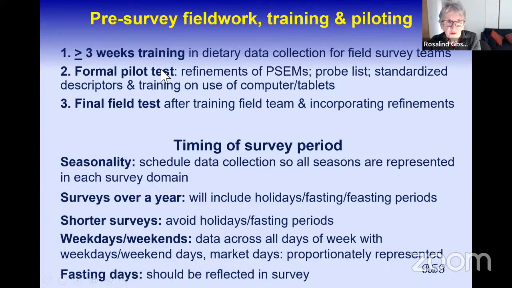You also need to include a formal pilot test in which you will have refinements made to your portion size estimation measurements. You refine your probe list of descriptors of each food so it's standardized across your research assistants. And also, if you're using computers or tablets for recording your 24-hour recalls, your research assistants will require training on using the computer or the tablet.